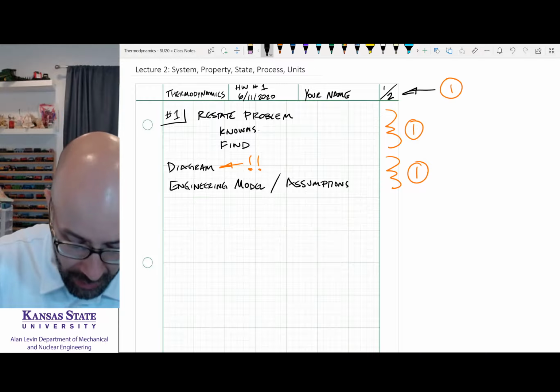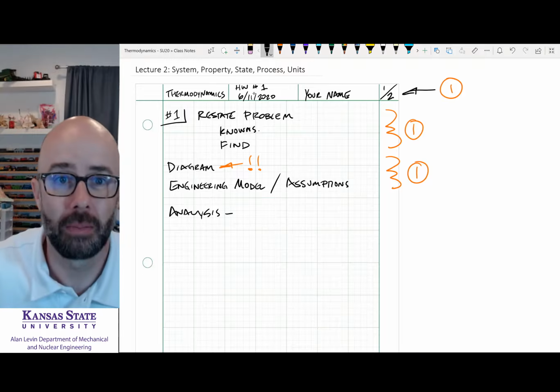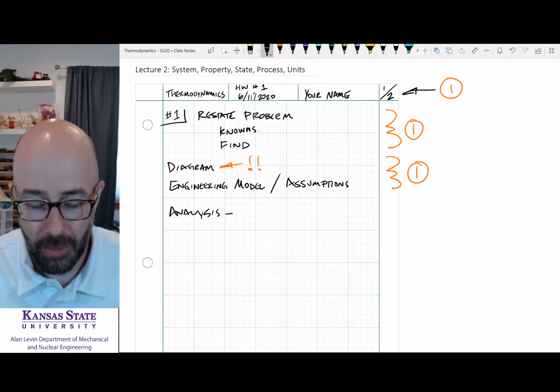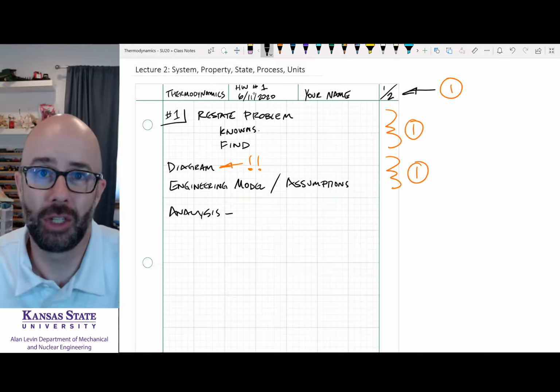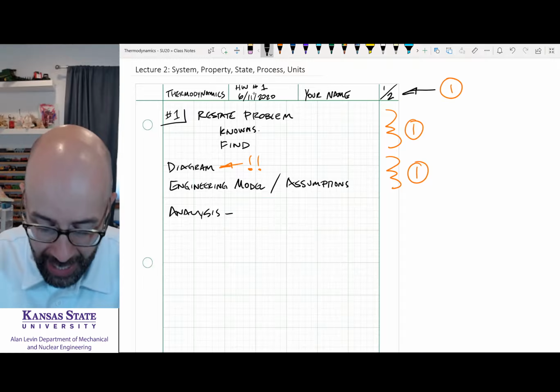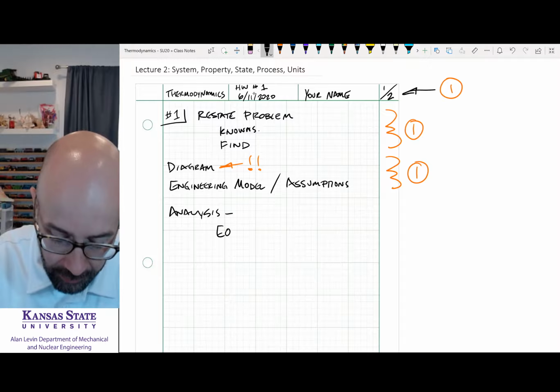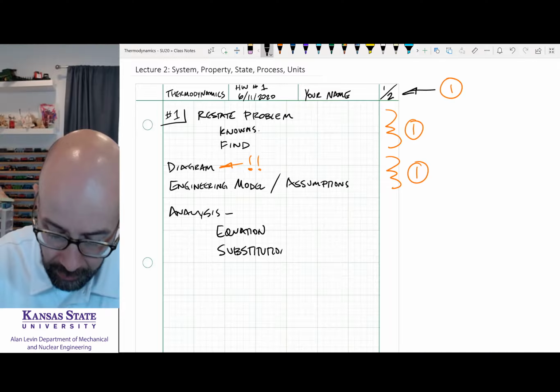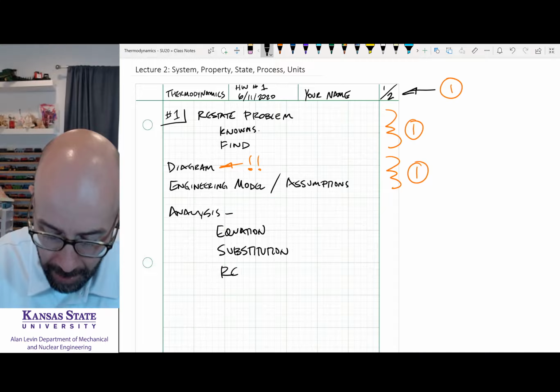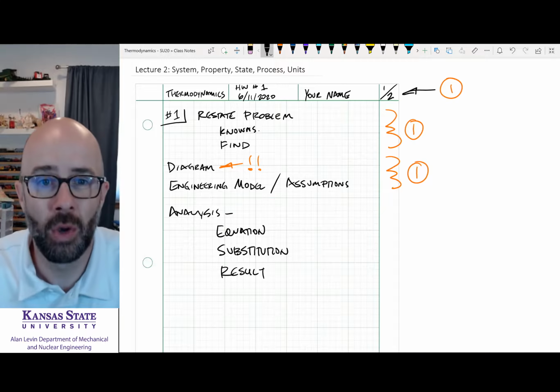Then what I want you to do is start with the analysis. The analysis is basically how you're going to be solving the problem. Okay, and so here you're going to start, and I like the equation, substitution, and then result way of going about things.